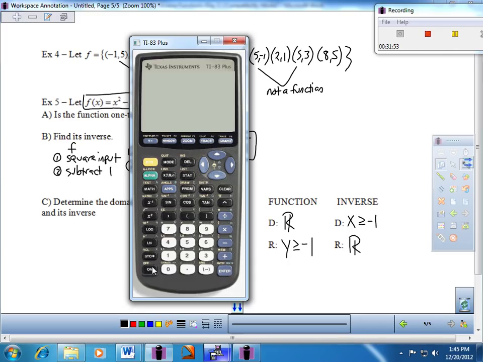What do you think? Domain, all reals, kind of going left to right, both directions. Range, same thing, all reals, down and up infinitely. Range of the function, take a look, vertically, just from -1 up above. Domain of the inverse, take a look, from -1 to the right. And so it looks like it matches up perfectly.